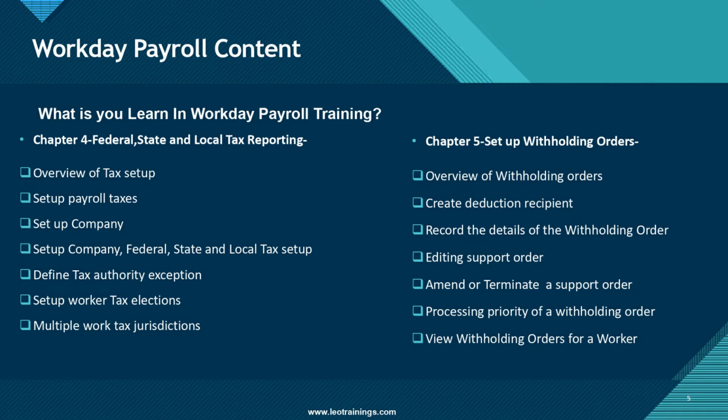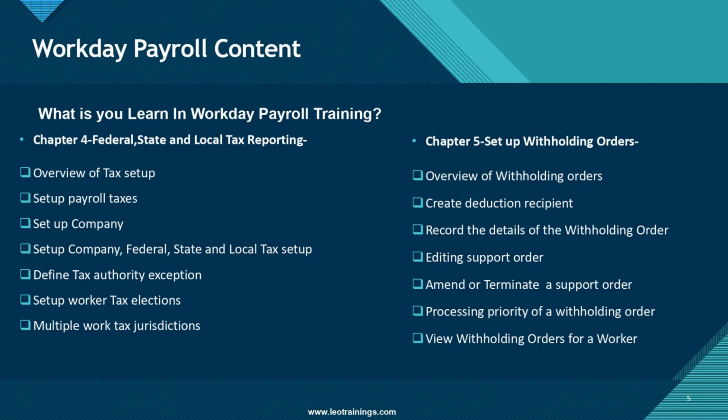spouse support. People have gotten a divorce, and either the husband or wife has to support the other person. Child support: parents are not taking care of the child, so the child has the authority to go to the court and get some maintenance from the parents to the guardian. And also creditor garnishment: if any employee has not paid a loan back to the finance institutions, they can go for it.